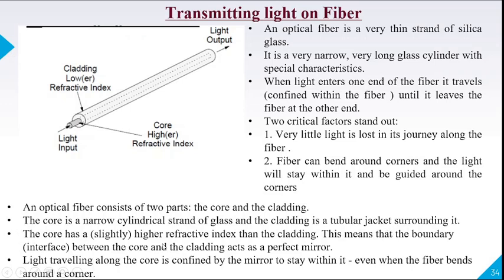As the core has a slightly higher refractive index as compared to the cladding, this means that the boundary or interface between core and cladding acts as a perfect mirror because of the difference in refractive index. Light traveling along the core is confined by the mirror to stay within it, even when the fiber bends around a corner.